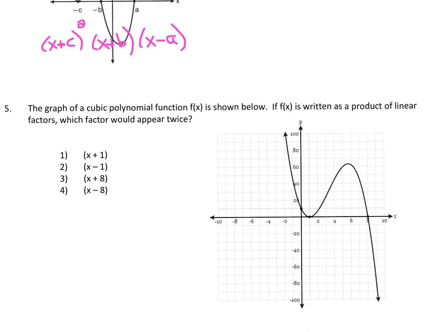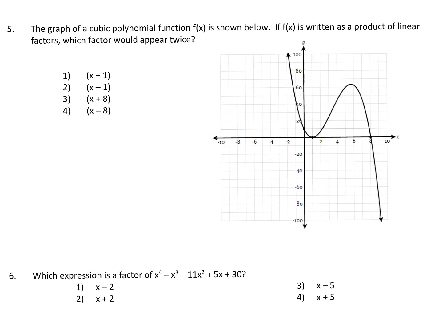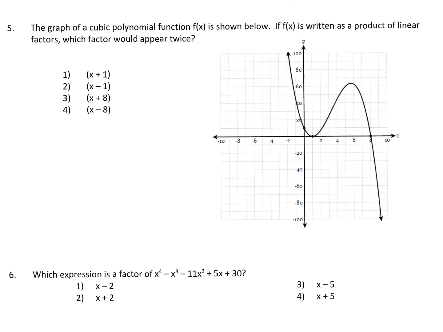All right, so let's take a look at the next one, number 5. The graph of a cubic polynomial function. Again, remember, cubic just means x to the third power. f of x is shown below. If f of x is written as a product of linear factors, kind of like number 4 was, which factor would appear twice? So we want to know what would appear twice.